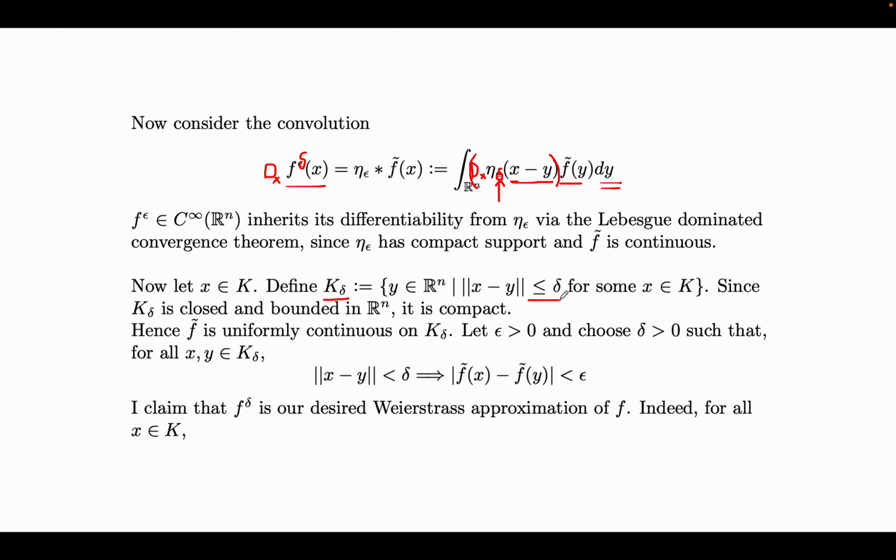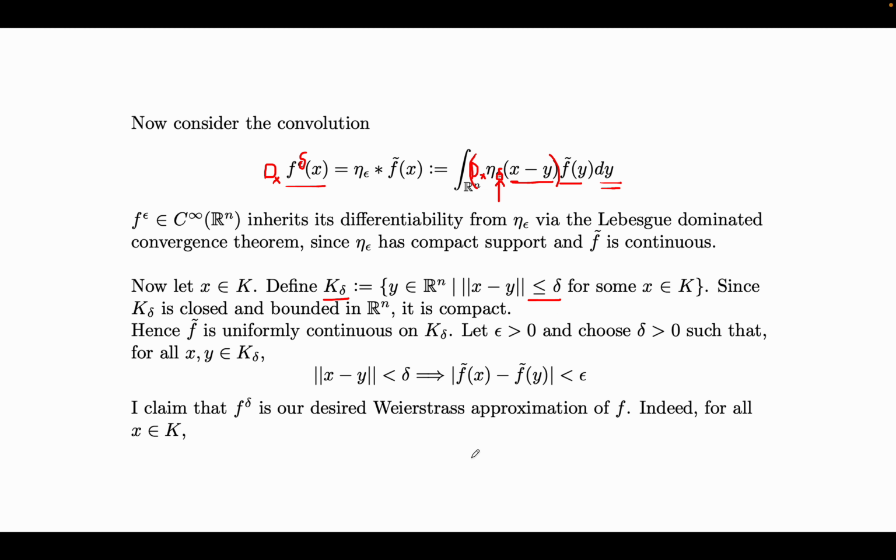So therefore, it's compact because in Rn, closed and boundedness is sufficient for compactness. Now, f tilde is uniformly continuous on k delta because it's continuous, and k delta is a compact set. Therefore, by uniform continuity, for an epsilon greater than 0, we can choose a delta greater than 0 such that for all x and y in k delta, |x minus y| less than delta implies that the distance from f tilde of x to f tilde of y is less than epsilon.